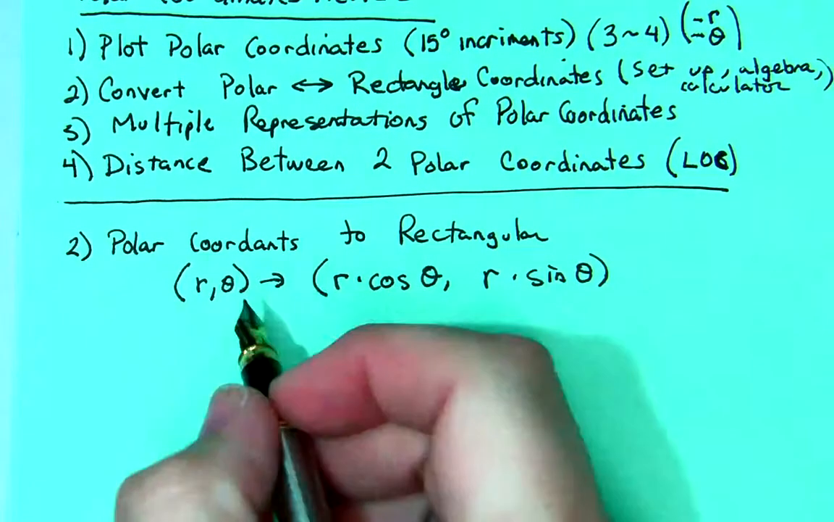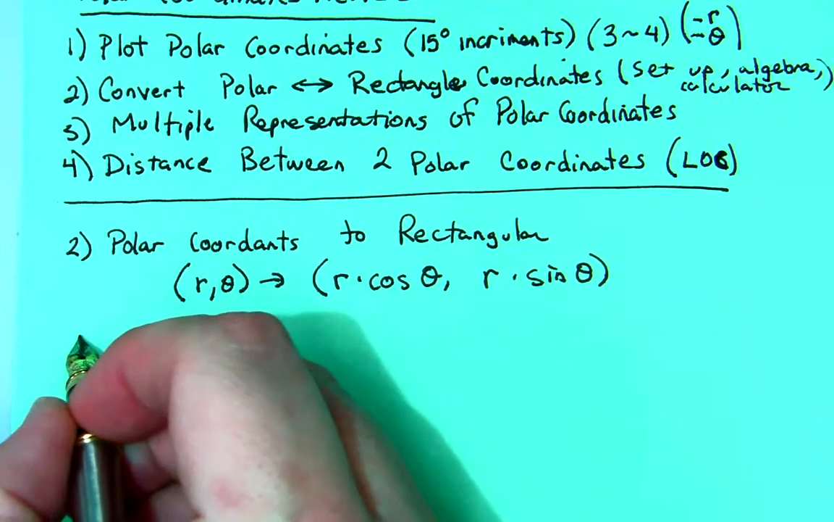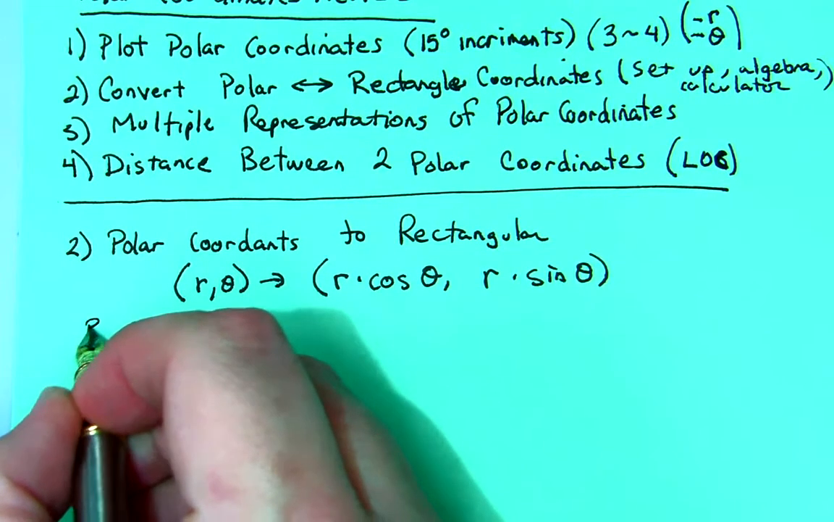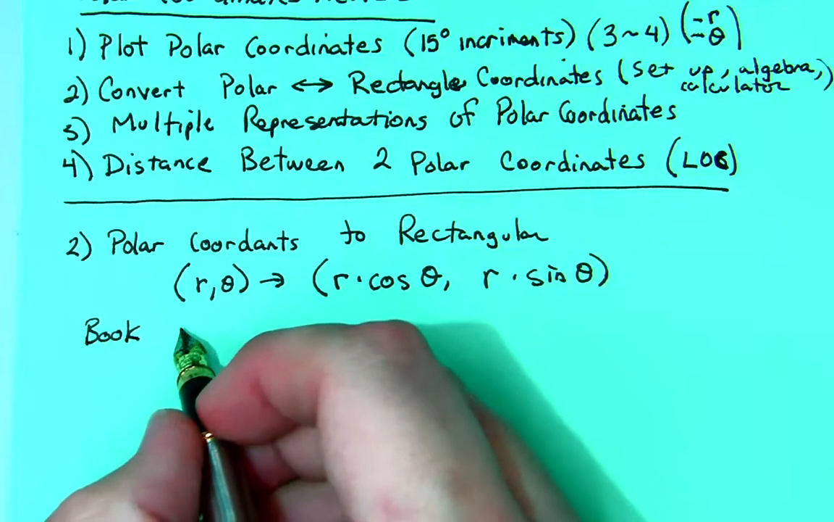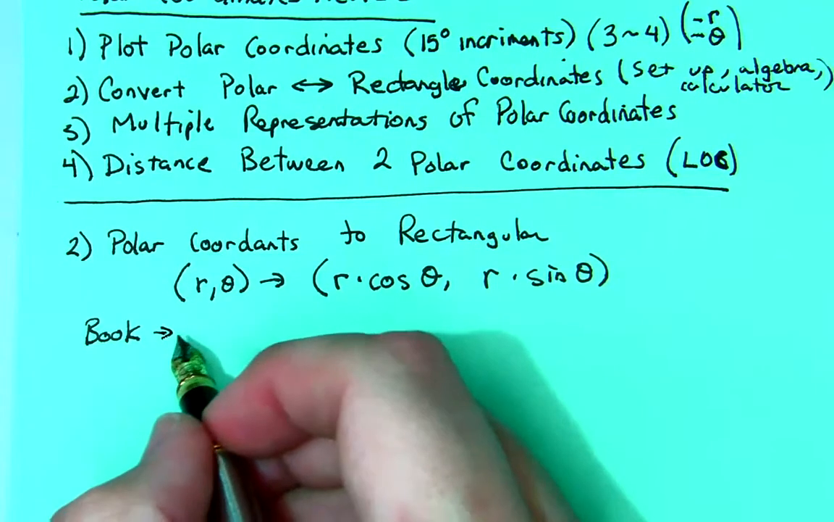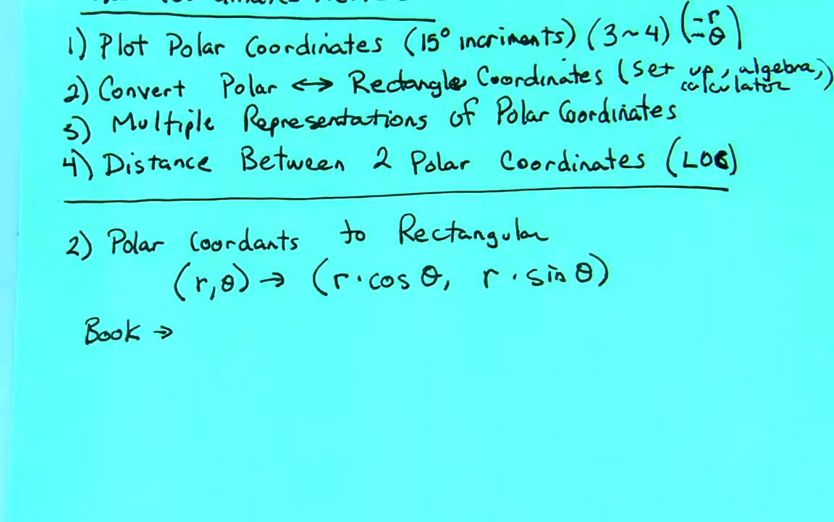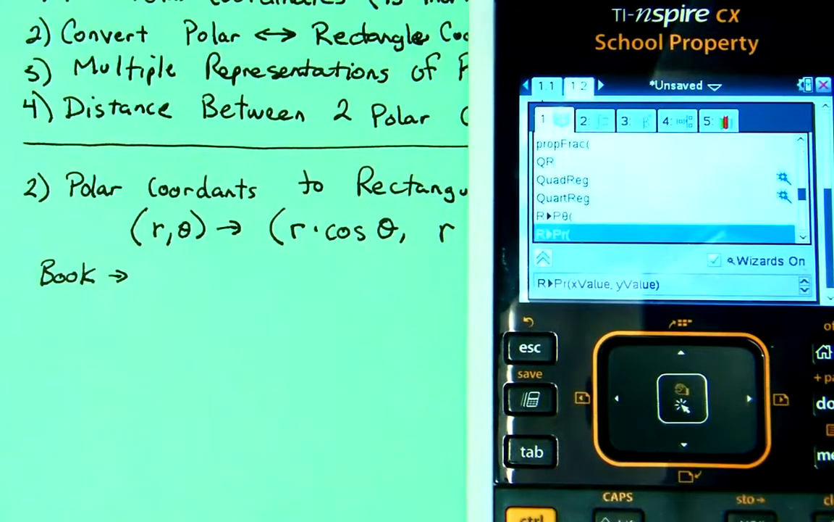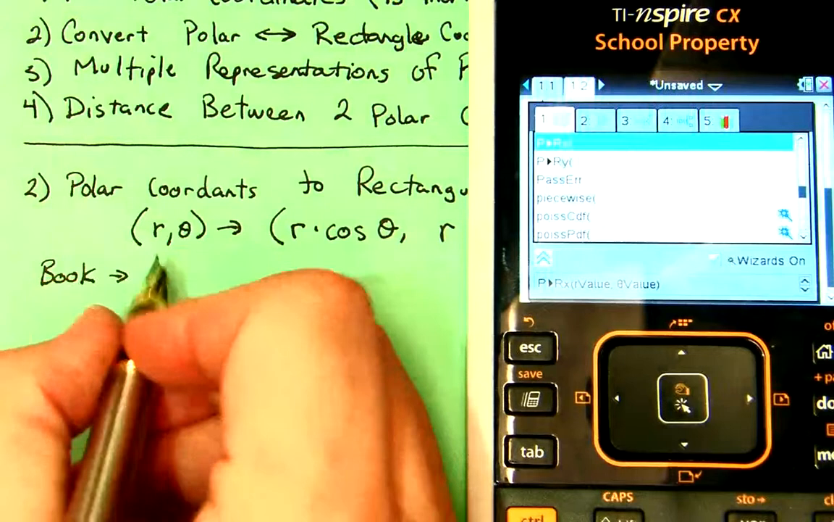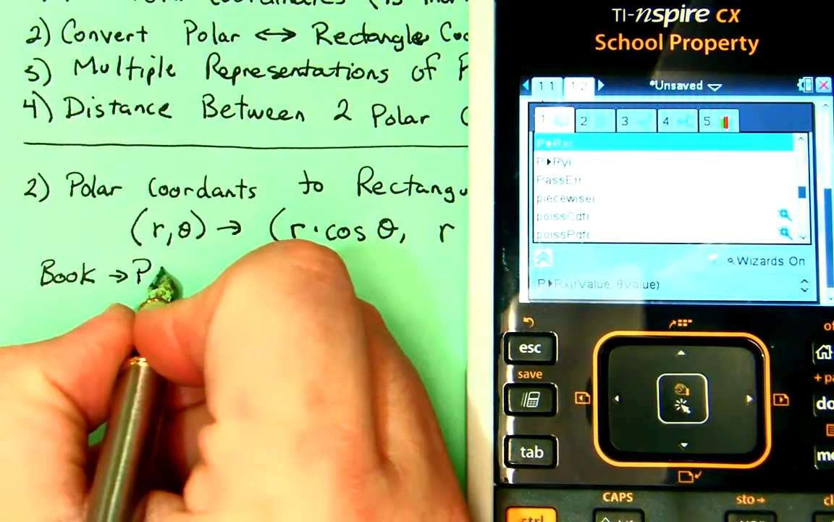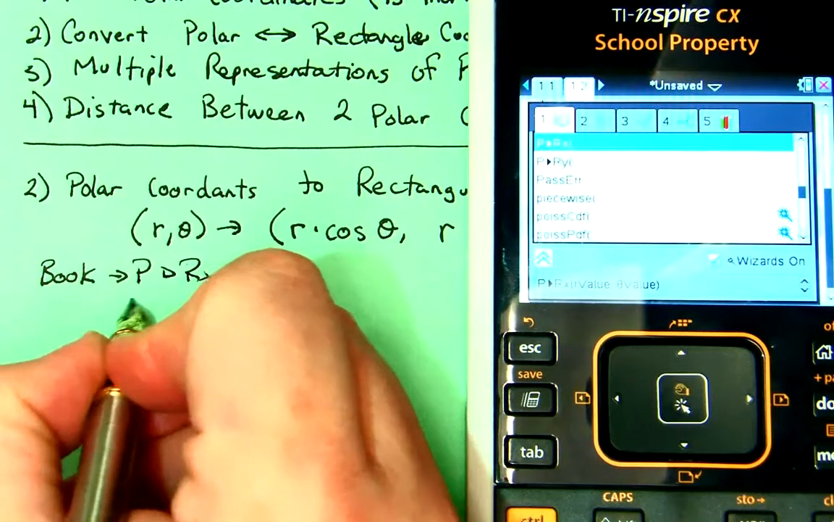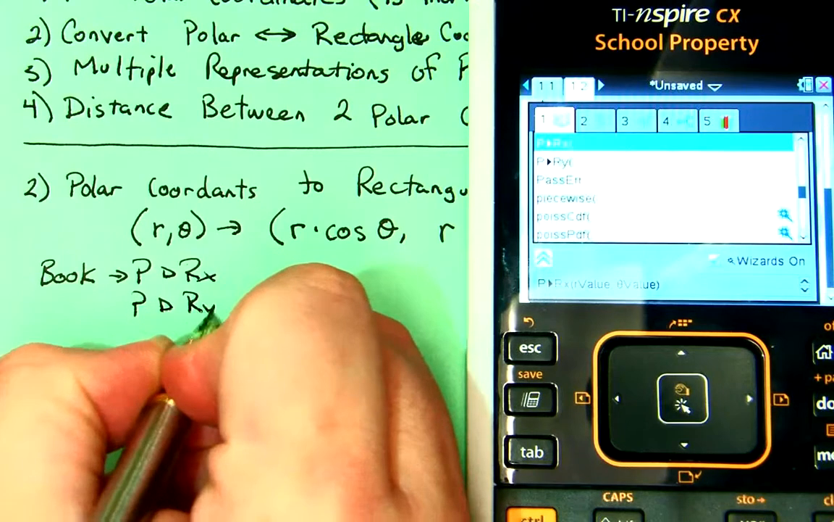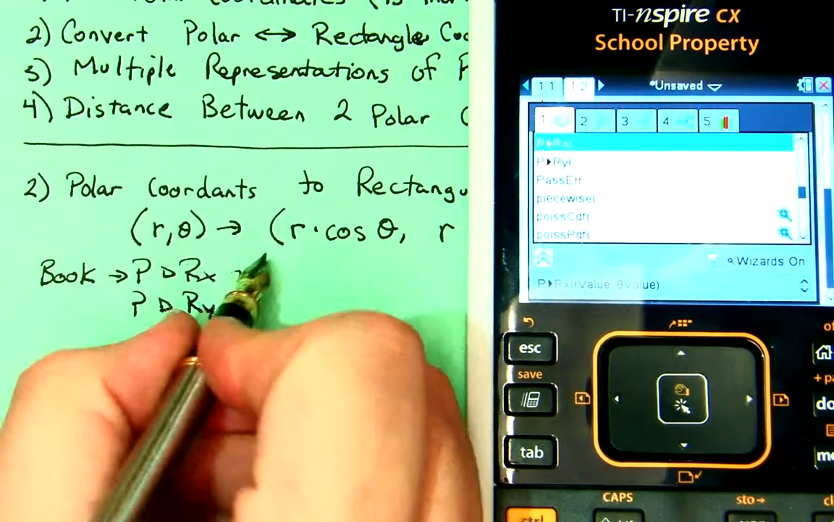The calculator, since we're in polar coordinates, you're going to hit the book button, which is right here. After you hit that, hit P, which is right there, and then you can go P arrow Rx, P arrow Ry, and that'll get you an approximation.